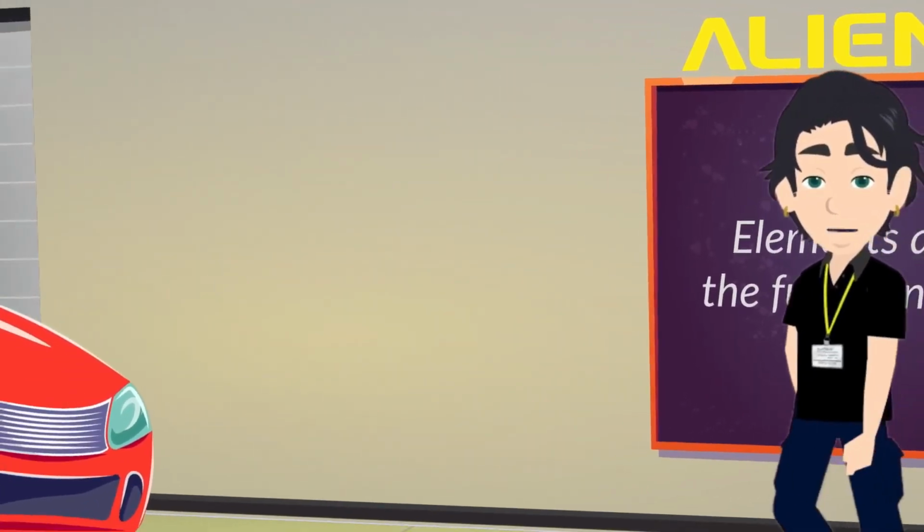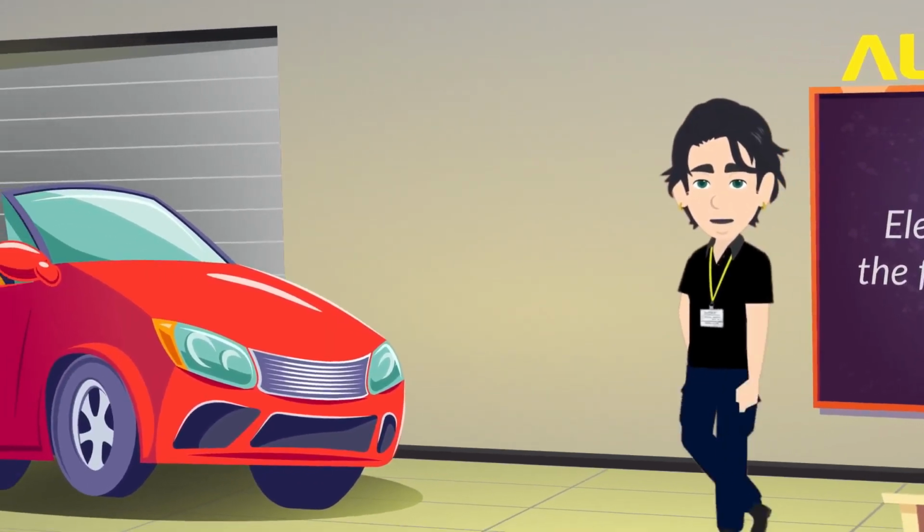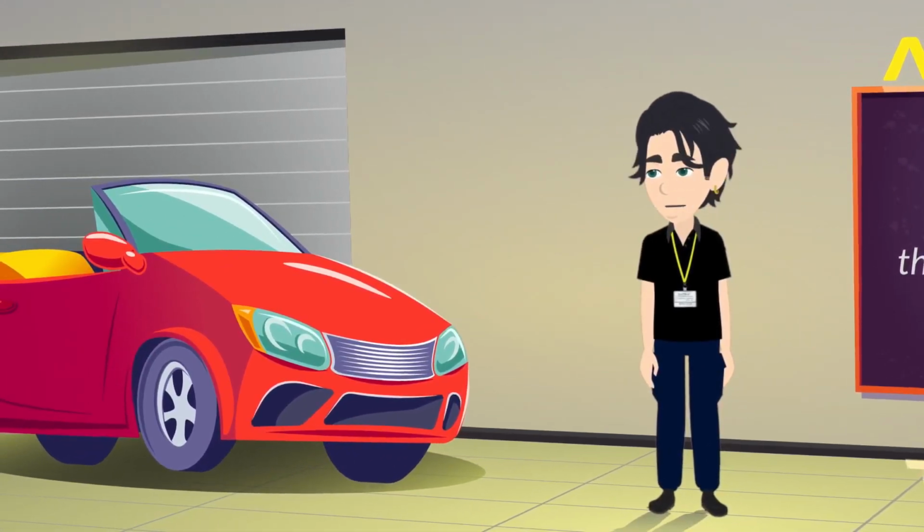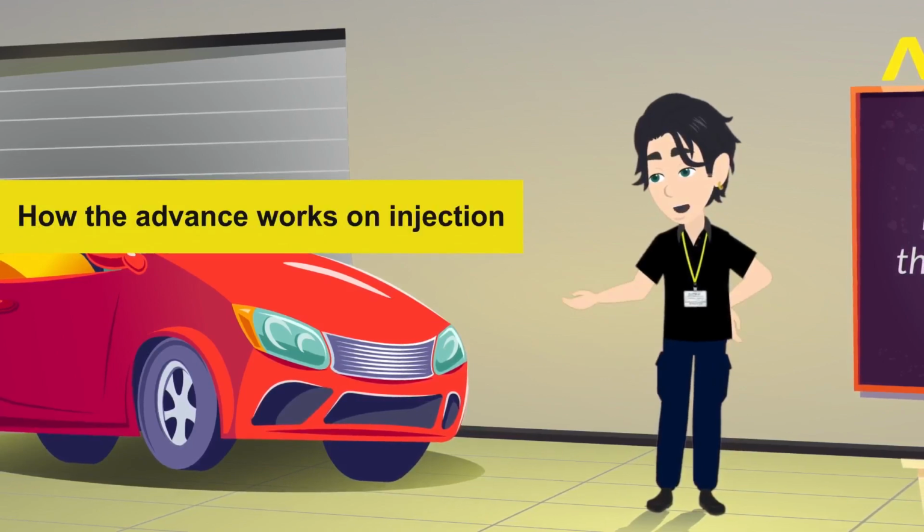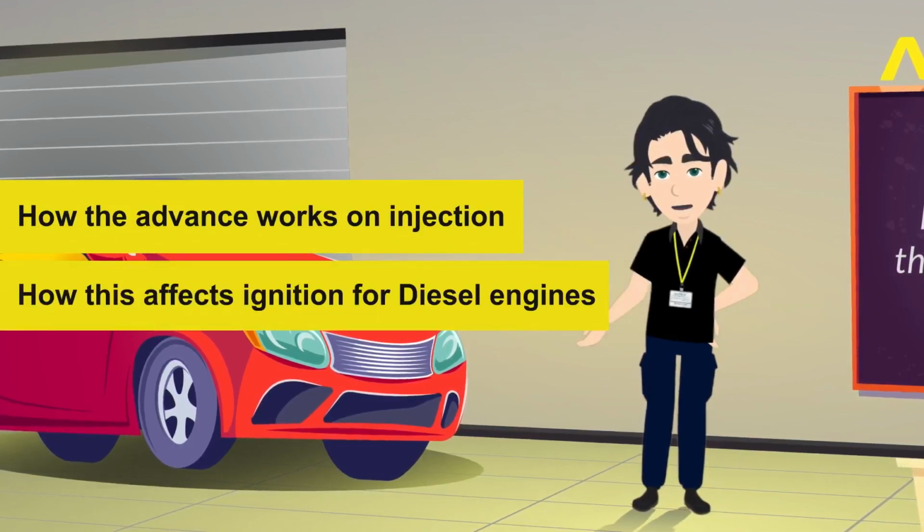Here we are in the last video that closes the discussion on the elements at the base of the functions of the engines. We will see how the advance works on injection and how this affects ignition for diesel engines.